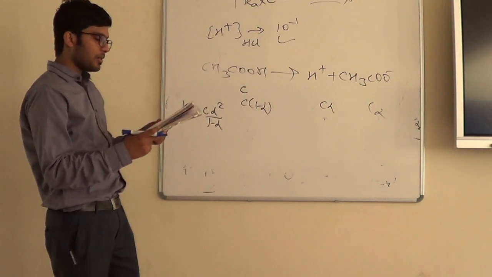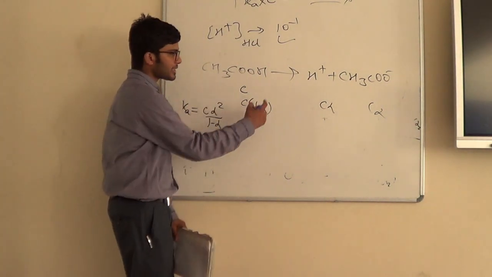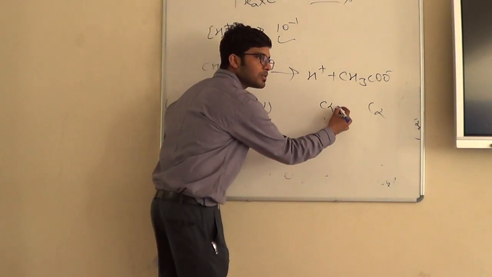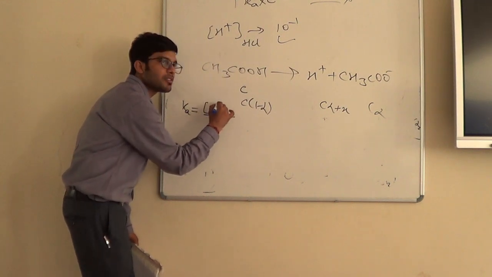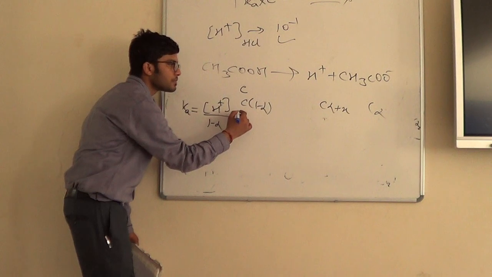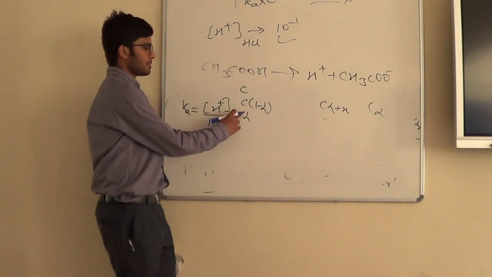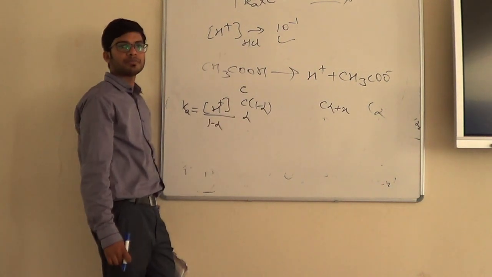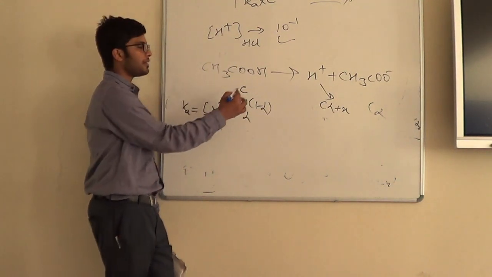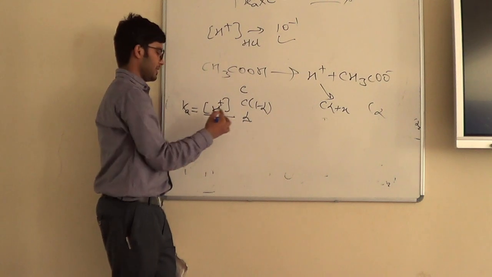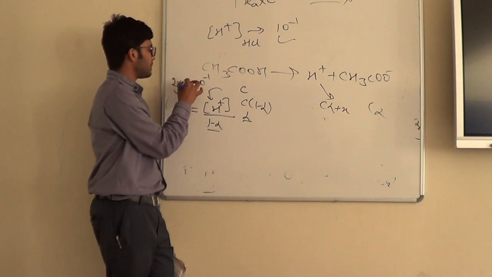Here we have acid also, so rather than taking this, I can take the concentration of H plus into C alpha divided by C(1 minus alpha). H plus is given to you as 10 to the power minus 1, and Ka is given to you as 10 to the power minus 5.